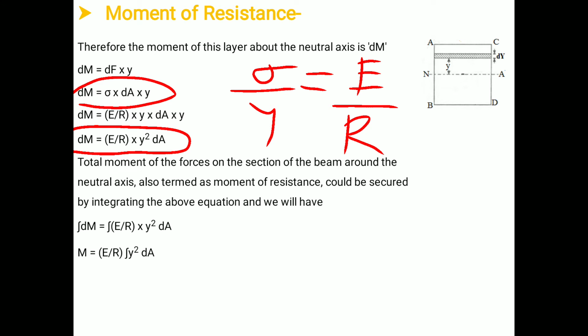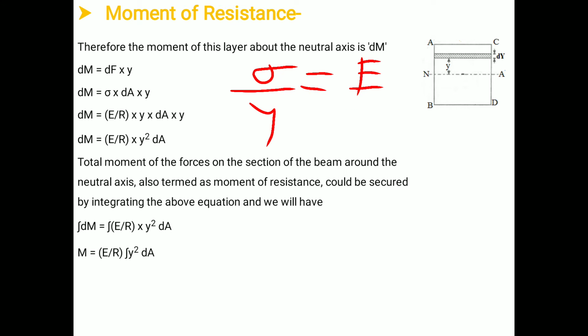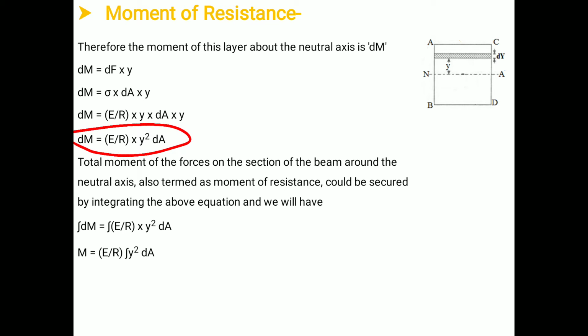This is the value of moment on a small strip only. Now we are going to calculate the value of total moment for the entire section. To calculate the value of total moment for the entire section, we have to consider the integration of this equation. Because this is the value of moment for a small strip only, to find out the total moment for the entire section, you integrate this equation over the limit.